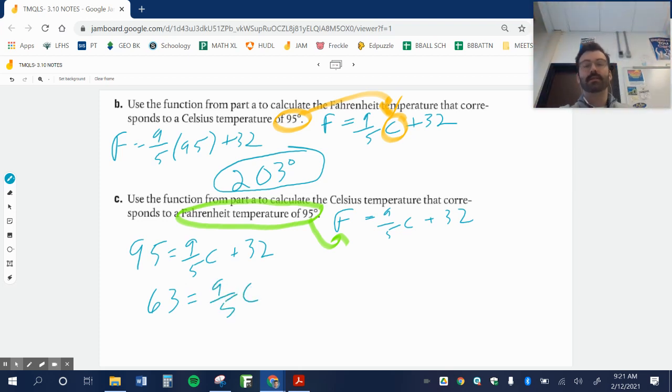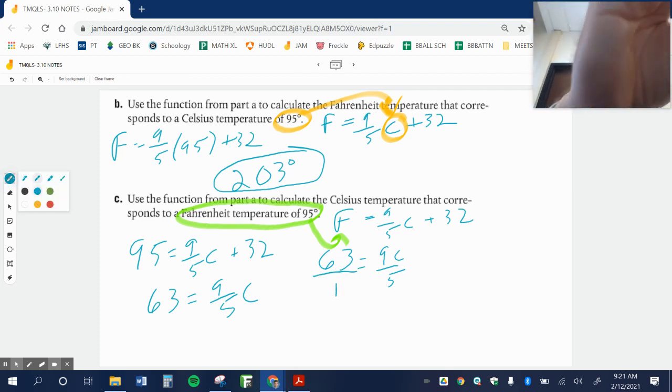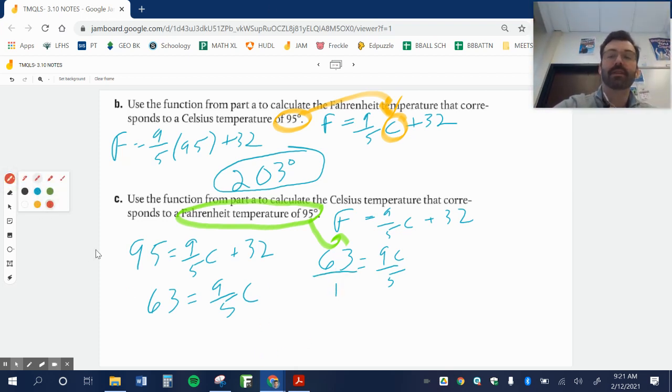Now you can do this two ways. A lot of us like to do it using cross multiplication. So I could rewrite this as 63 equals 9C over 5, then put this over 1. I could have also just multiplied by 5 and cleared that out first, which is what we're going to end up doing anyway. I'm going to do 63 times 5, even if I do this cross multiplication, to get 315. Then divide that by 9. And C should equal 35 degrees.